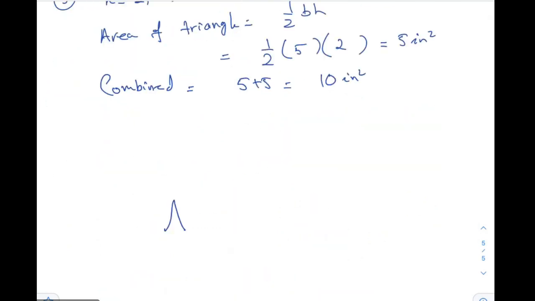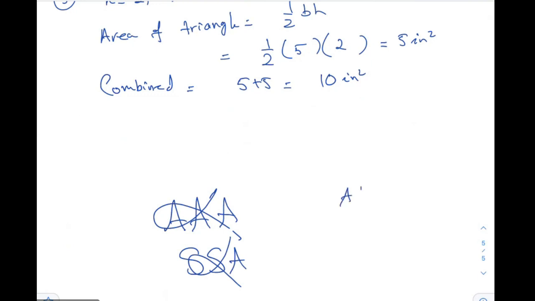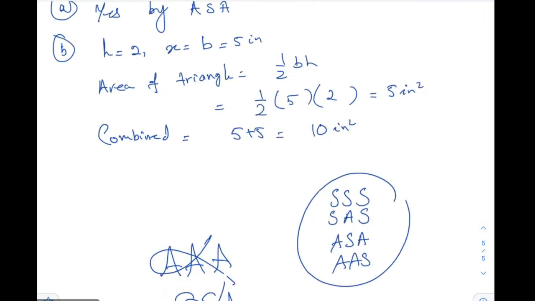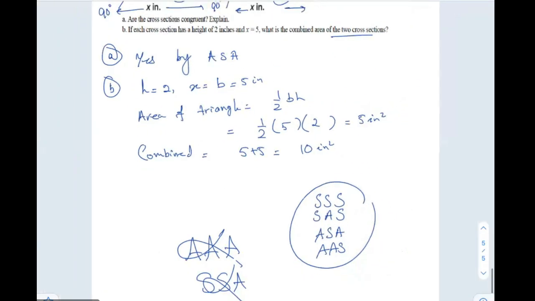Remember, no AAA. There is no congruence theorem that states that triangles are congruent by angle, angle, angle. This is not existing. There is no side, side, angle also. This is not existing. So far we have angle, side, angle, we have angle, angle, side. We studied before side, side, side. We have also side, angle, side. And there is also a theorem related to right triangles, hypotenuse and leg. But so far, for any triangle in general, these are the theorems that you can use.